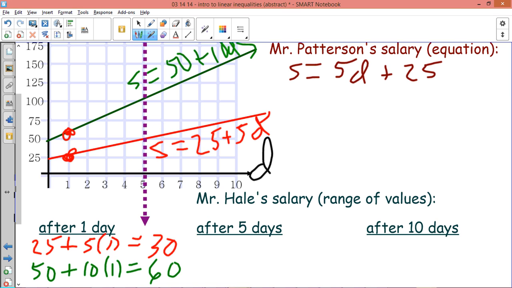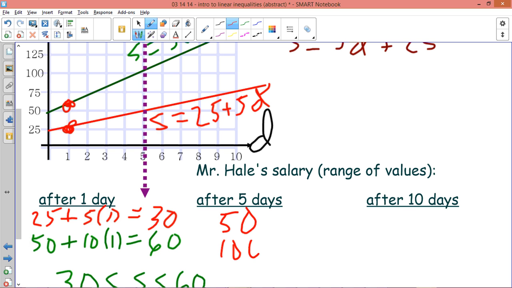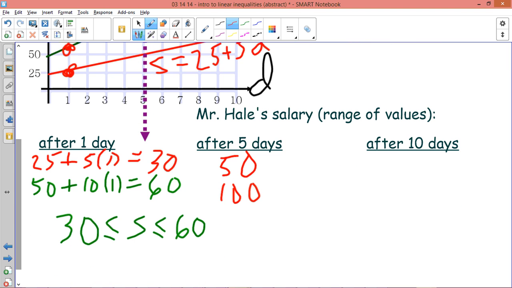Okay, so for Mr. Patterson, that's pretty obvious. That is going to be, let me grab my pen. Mr. Patterson's going to make $50 after 5 days. Mr. Duncan is going to make 50 plus 50, which is $100. And so the range for Mr. Hale is going to be 50 less than or equal to S less than or equal to 100.